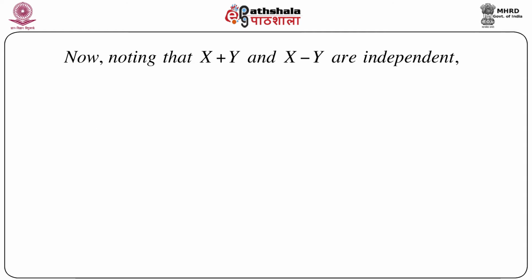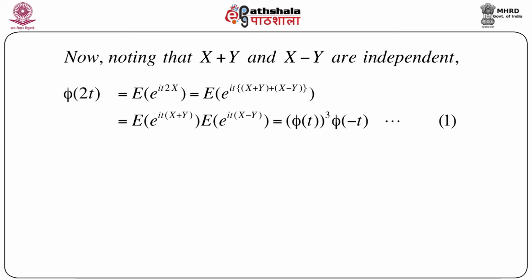Now note that X plus Y and X minus Y are independent. Now we are going to use the given condition that X plus Y and X minus Y are independent. So let us start with phi(2t). Now what is the meaning of phi(2t)? phi(2t) is the expectation of e^(i2tX), or we can write t into 2X. Now 2X I can immediately write as (X plus Y) plus (X minus Y), where Y and Y cancel out.